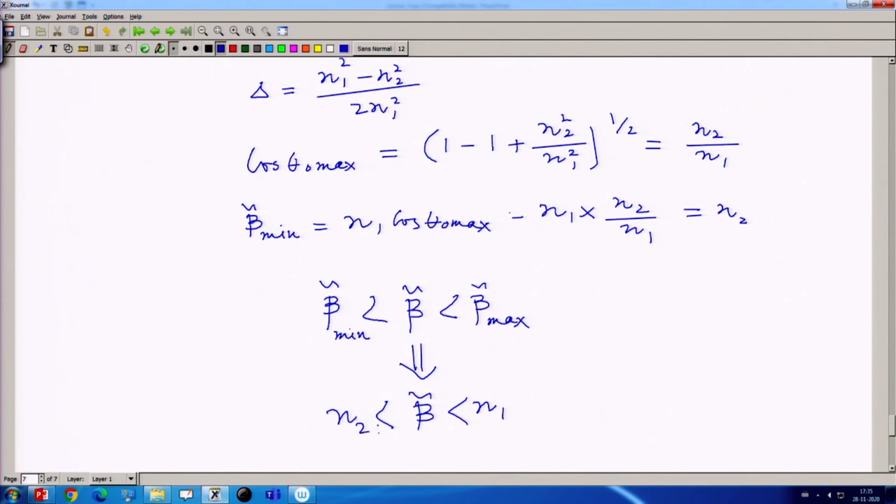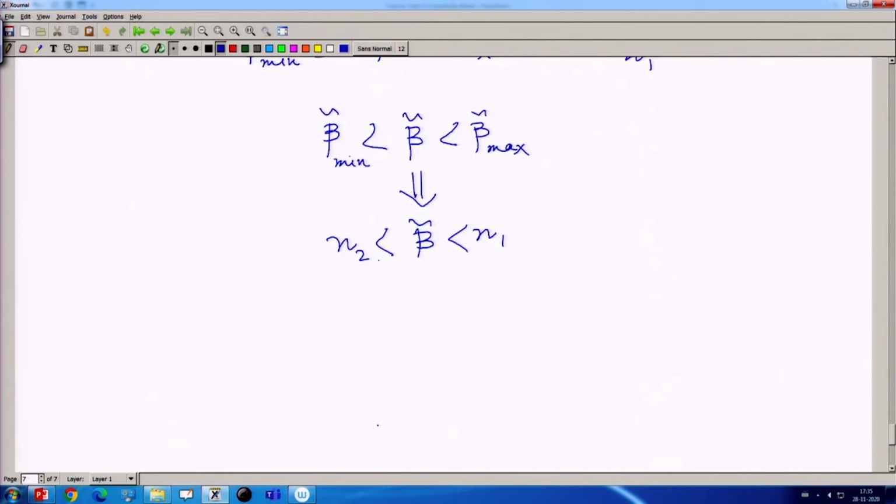So, with this note I would like to conclude today, because we do not have much time. In the next class we will try to find out the relationship between beta tilde, which is the ray path constant, and beta, which is the propagation constant. What is the relationship between them, and we will also start the concept of material dispersion.